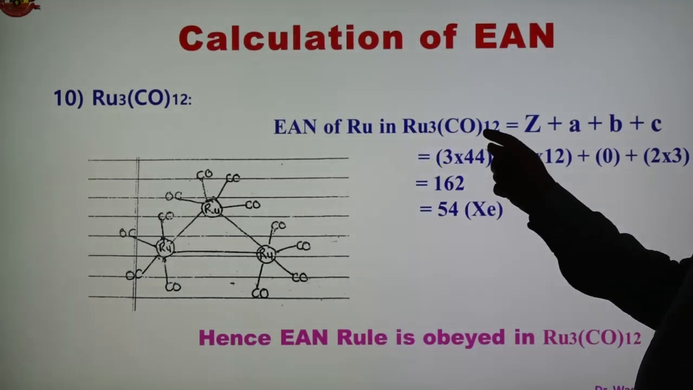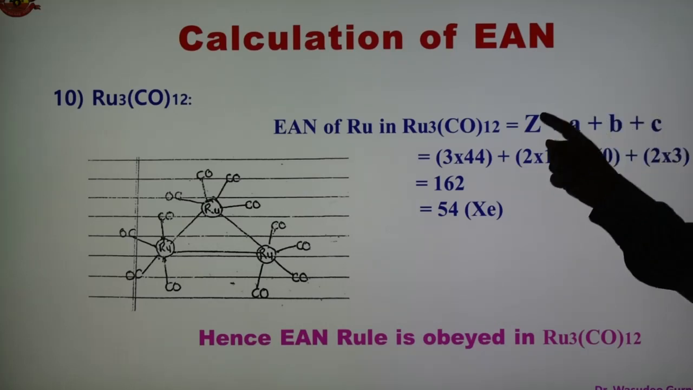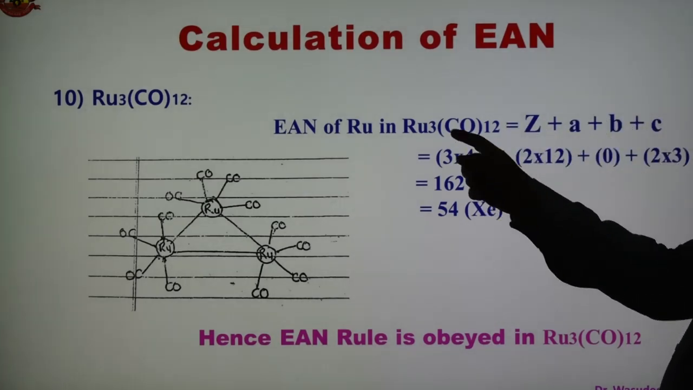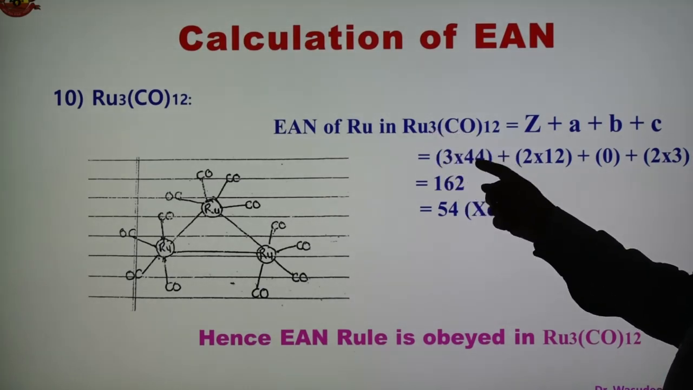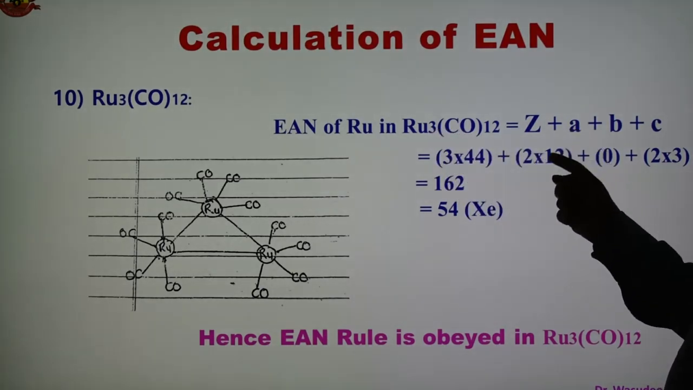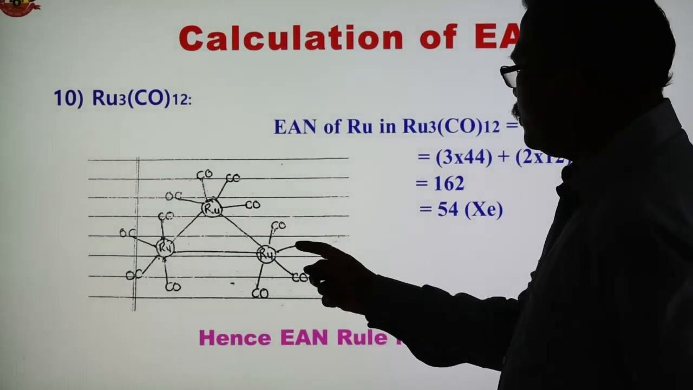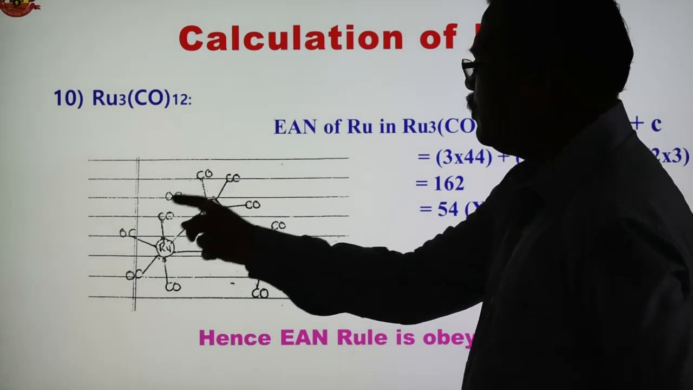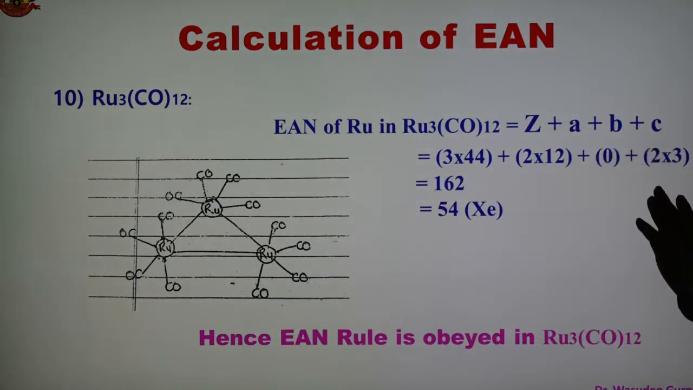In Ru3CO12, the formula is Z plus A plus B plus C. Now Z is the atomic number. The atomic number of ruthenium is 44. 3 metals are there, therefore 3 into 44, plus A is terminal carbonyl. 12 terminal carbonyls are there. So see the structure: 1, 2, 3, 4, all 4. So total 12, 2 into 12. No bridging carbonyls are there.